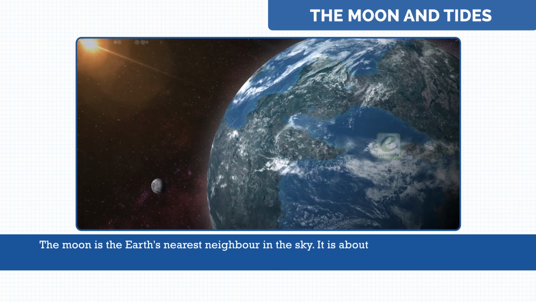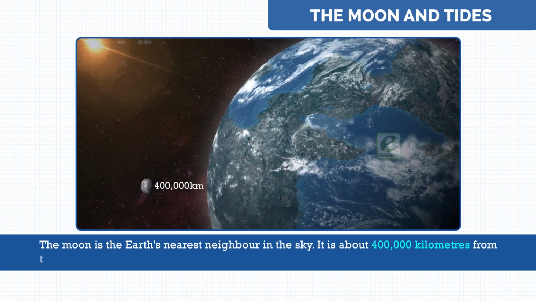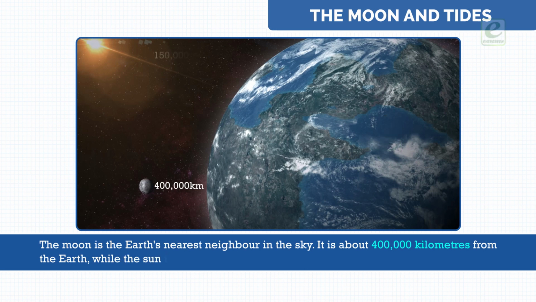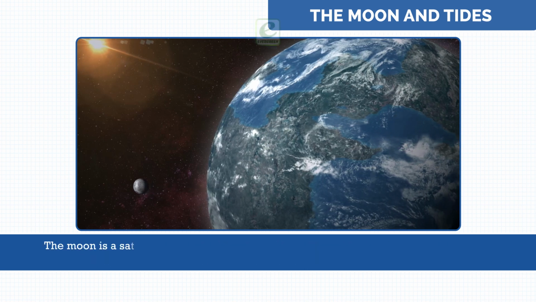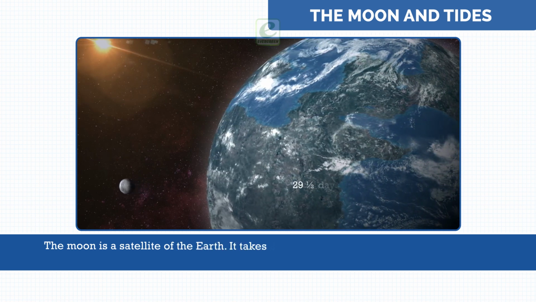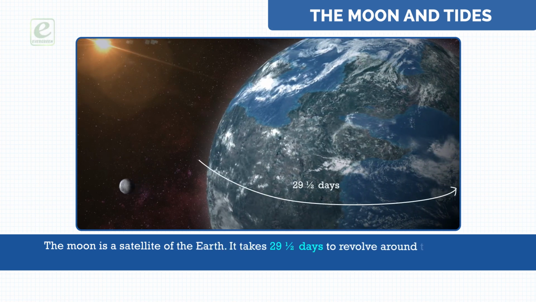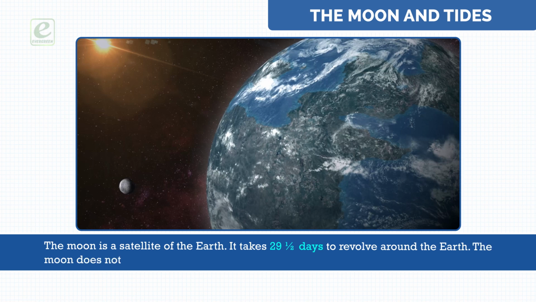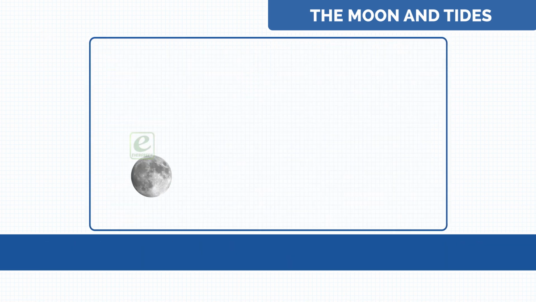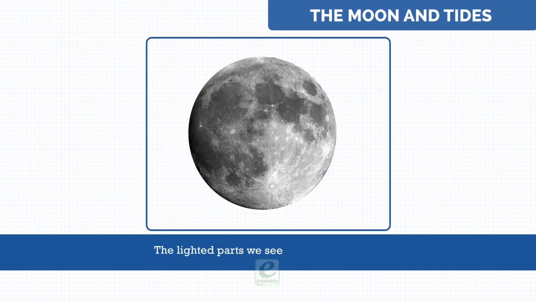It is about 4 lakh kilometers from the Earth, while the Sun is 15 crore kilometers from our Earth. The moon is a satellite of the Earth. It takes 29.5 days to revolve around the Earth. The moon does not have light of its own. It reflects light from the Sun. The lighted parts we see are called phases.